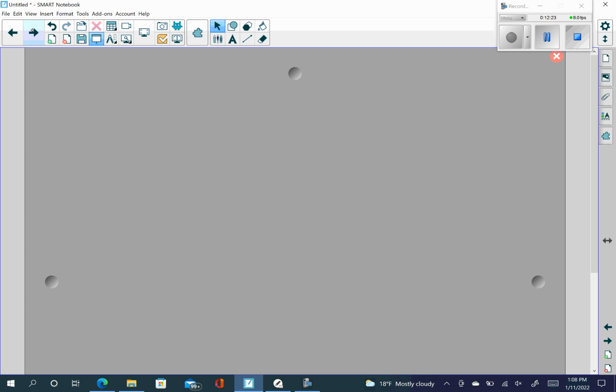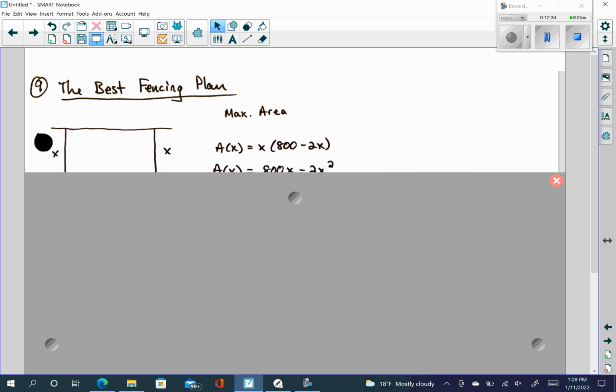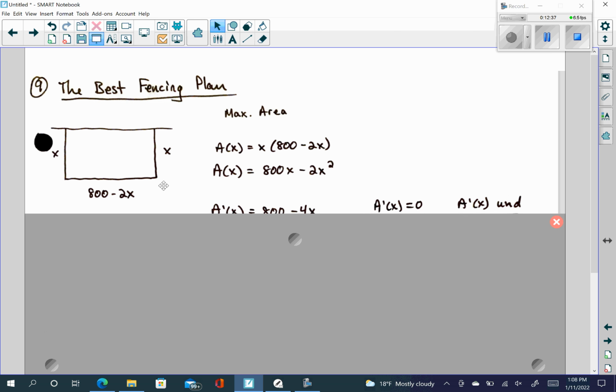All right, looking at number 9, the best fencing plan. A rectangular plot of farmland will be bounded on one side by a river and on the other 3 sides by a single strand electrical fence. So we can draw a little picture here. So here are the 3 sides of fencing. We want to maximize the area.